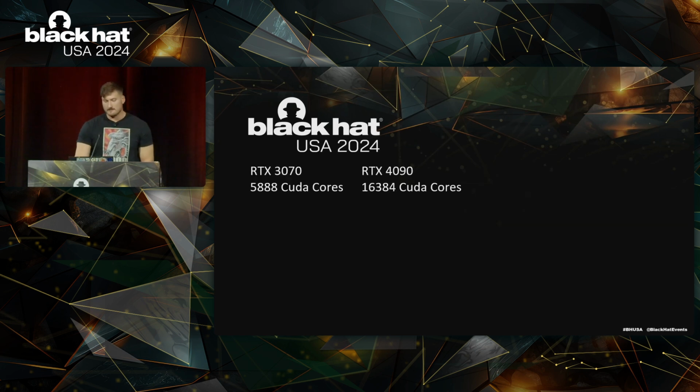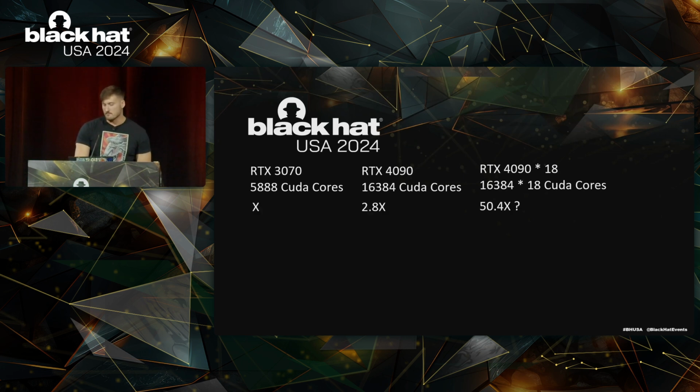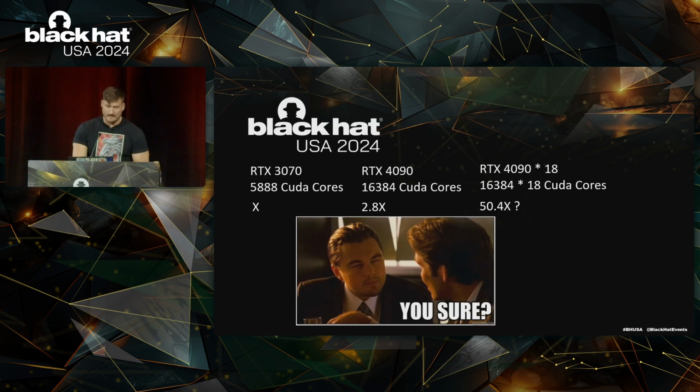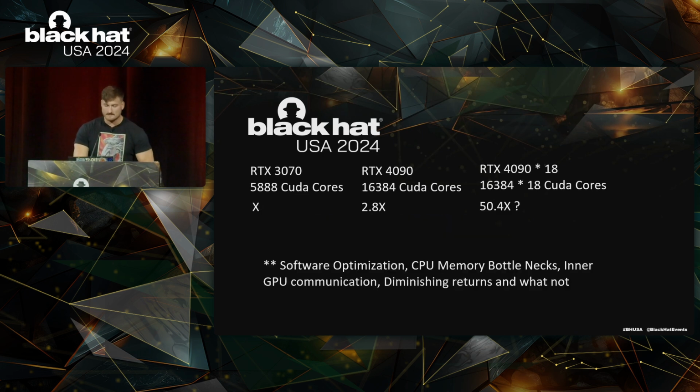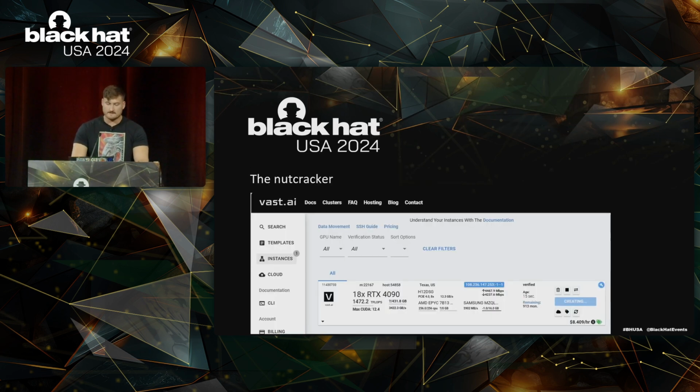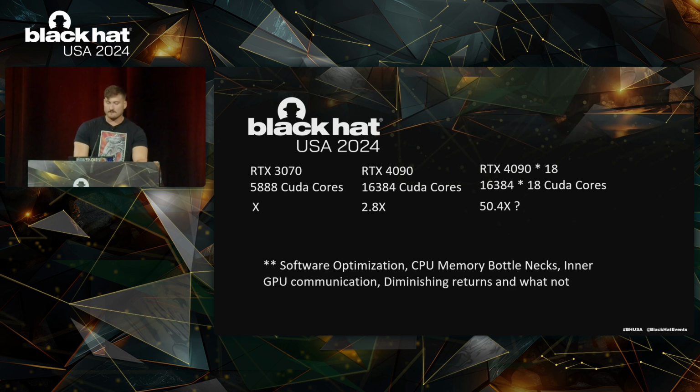Now let's compare a little bit the machines. The 18 RTX 4090s have basically 50 times more CUDA cores. And so the relevant question is, will it run 50 times faster? Obviously, the answer is no, because there are software optimizations, CPU and memory bottlenecks, even the speed at which it can connect all the cores is different. And so in theory, it could be 50 times faster, but it's not for sure.